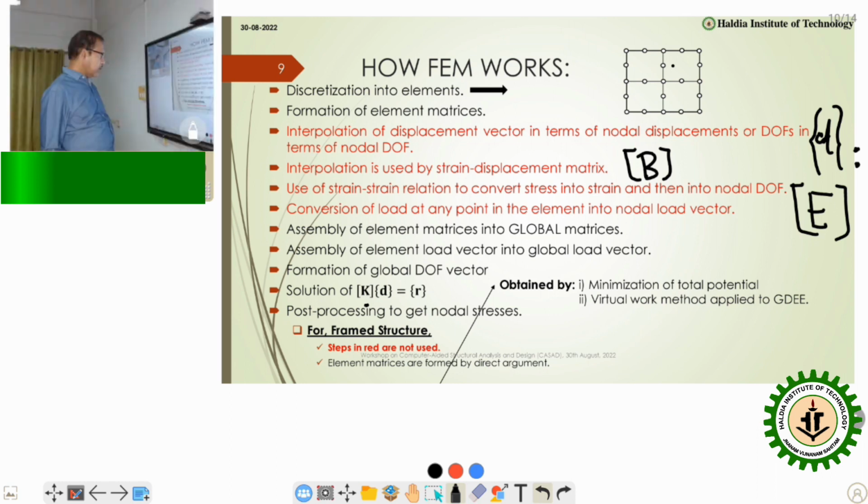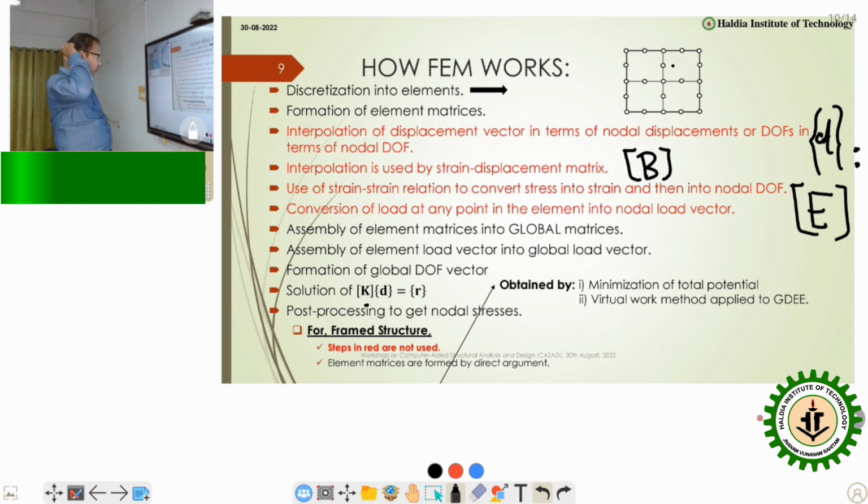But the basic difference is written here. This is for frame structures, like beam, bar, shaft, and plane frame elements. The steps marked in red are not used. We need not utilize any interpolation function here, we need not write the strain displacement matrix, and we need not write the constitutive equation or conversion of load into element. Up to this only.